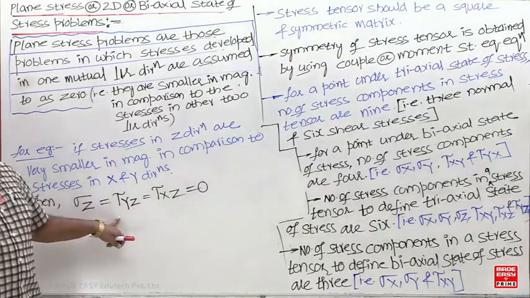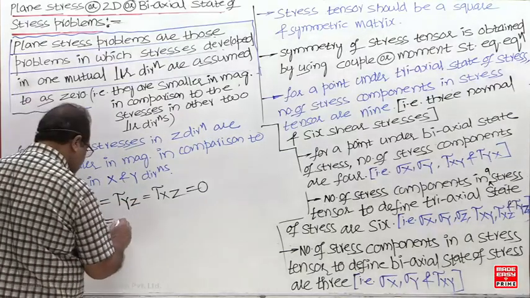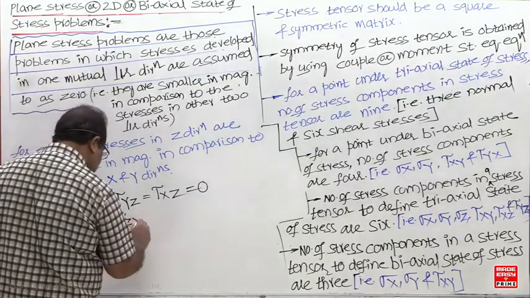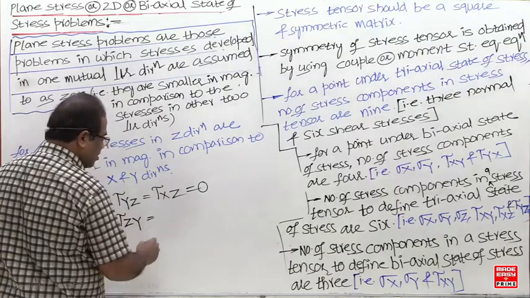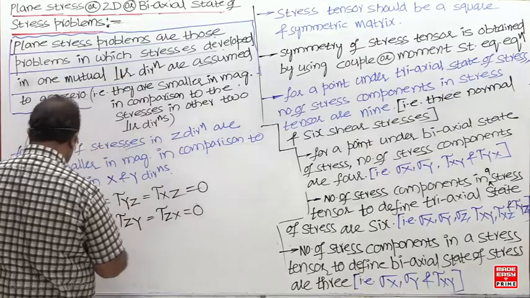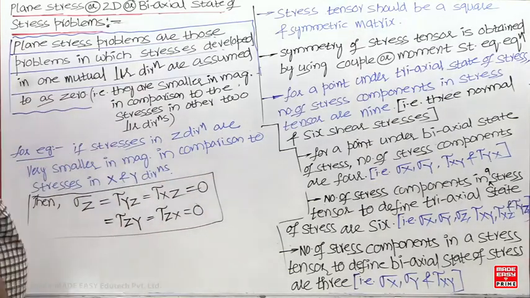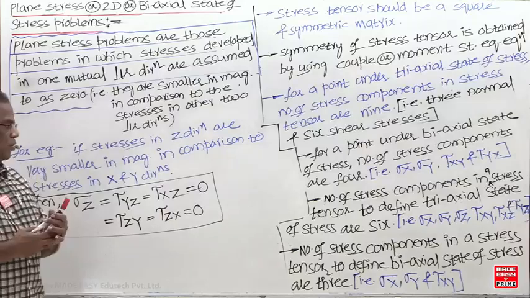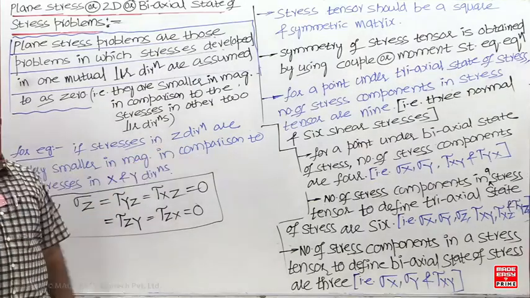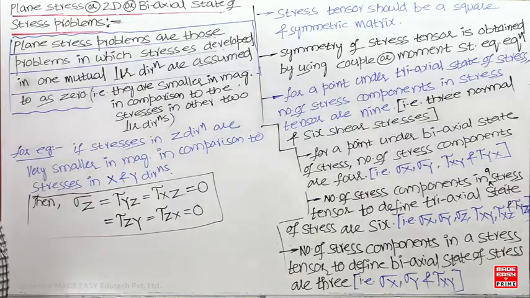Complementary shear stresses are equal, so according to the assumption in the Z direction, tau YZ 0 means automatically tau ZY is 0. Tau XZ is very small means tau ZX is also 0. So total how many will become 0 now? Total 5 will become 0. Then you are going to get only a 2 by 2 matrix, that is sigma x, sigma y, tau xy and tau yx.